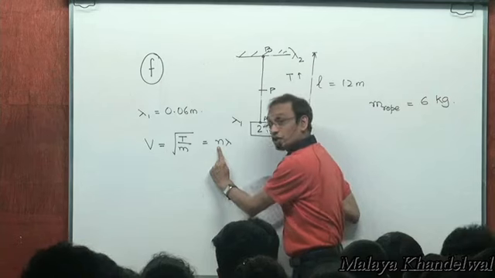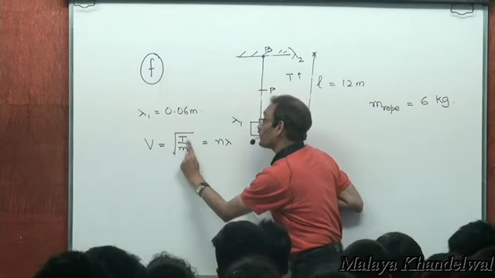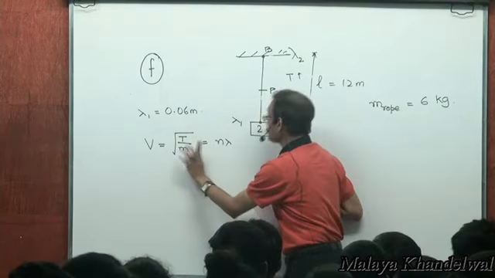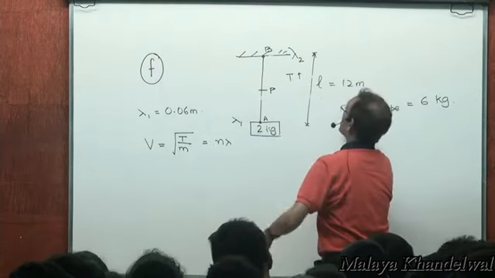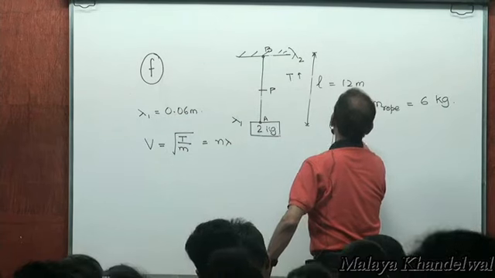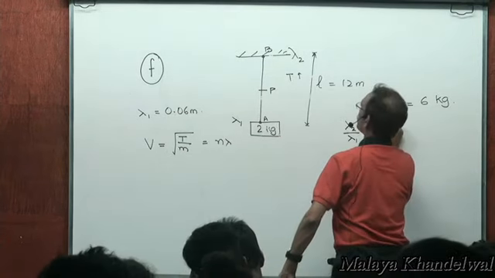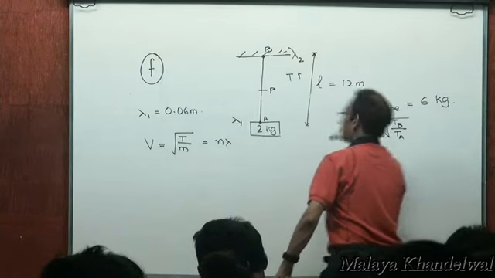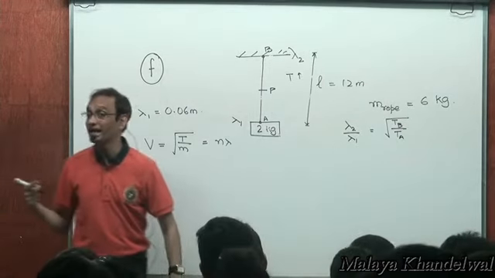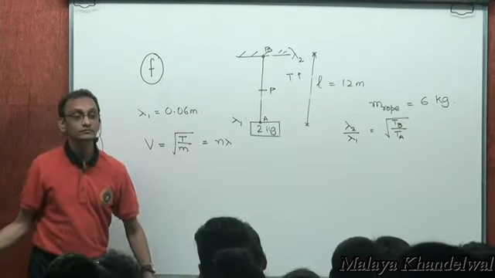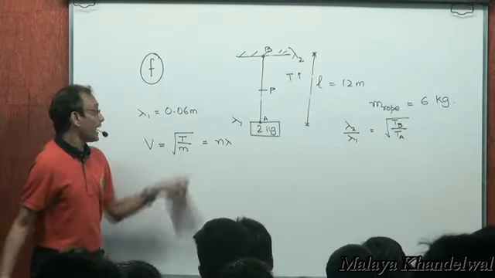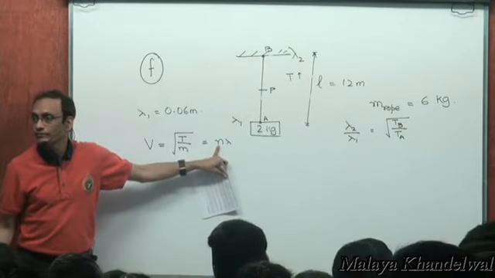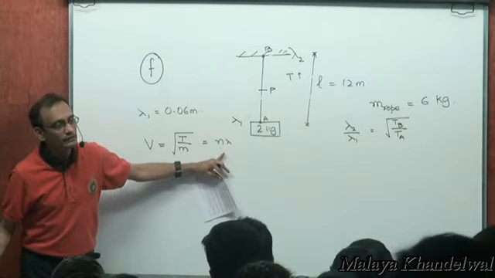So n is not changing, so lambda will be proportional to square root of T. Which means, can I say, lambda 2 divided by lambda 1 would be square root of tension at B divided by tension at A? Lambda proportional to root T. Nothing happens to the frequency. Is that okay or not okay?